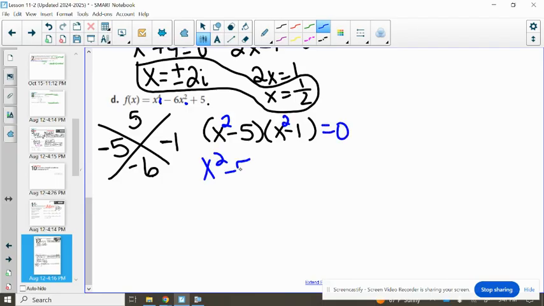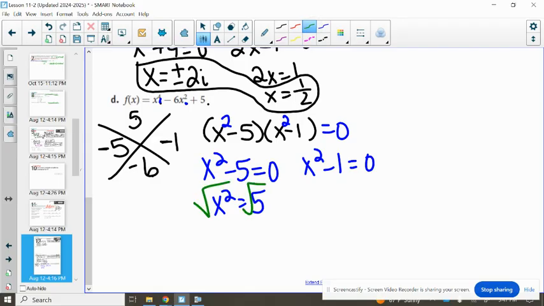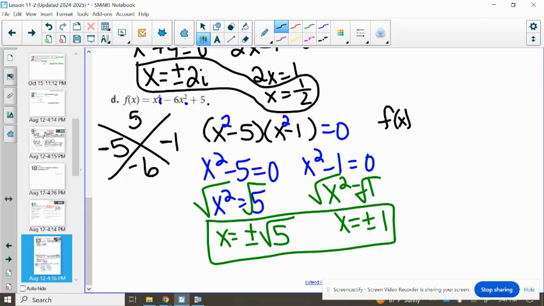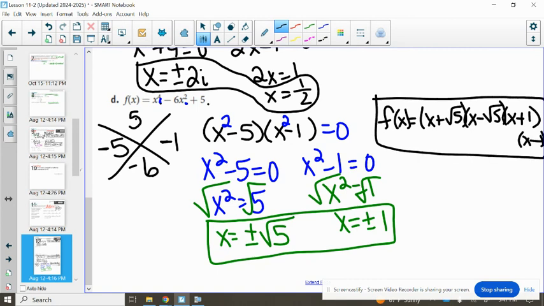And as we set each piece equal to 0, this time we have to take the square root of a non-perfect square. So we get x equals positive or negative square root 5. Over here, we square root, x is positive or negative 1. So again, there's a difference between our zeros here and writing our answer in that complex format where we have x plus, x minus, and then x plus 1 times x minus 1. Officially all 4 pieces.